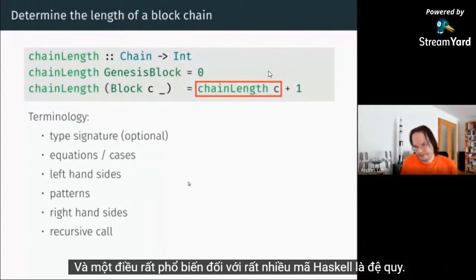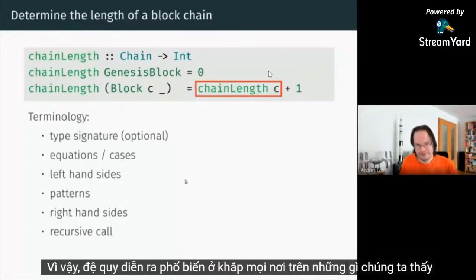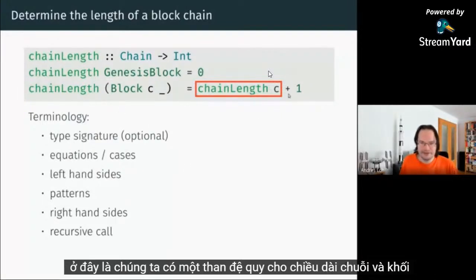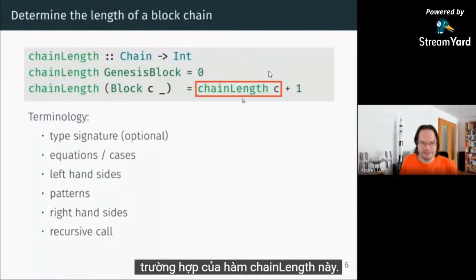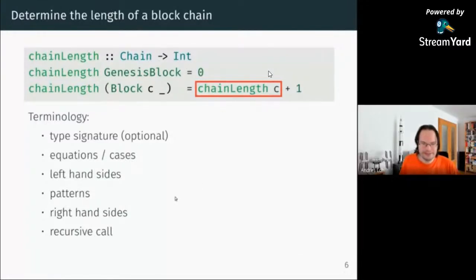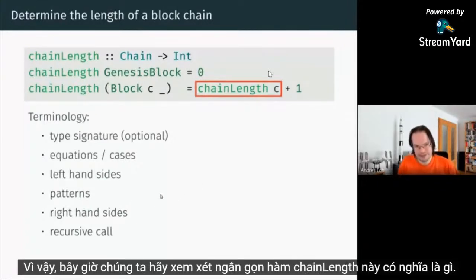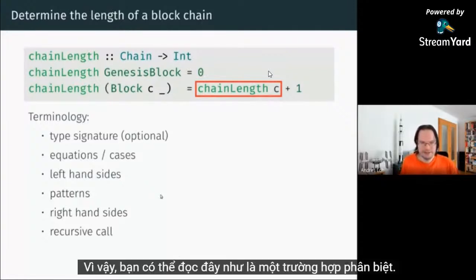And one thing that is very common to a lot of Haskell code is recursion. So recursion is ubiquitous, happens everywhere. And what we see here is that we have a recursive call to chain length in the block case of this chain length function. So now let's briefly look at what this chain length function means. You can read this as a case distinction.